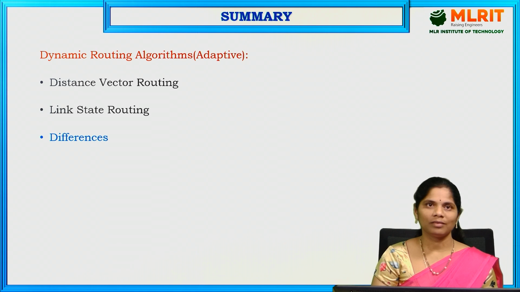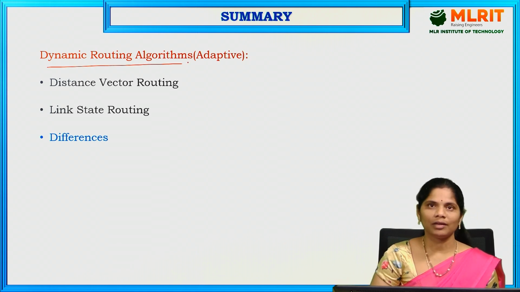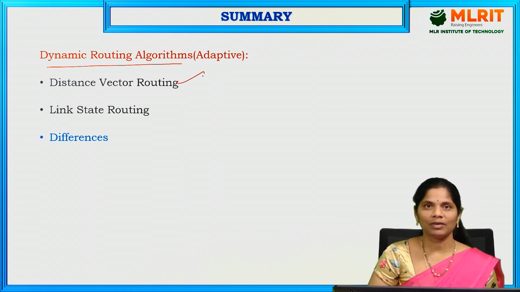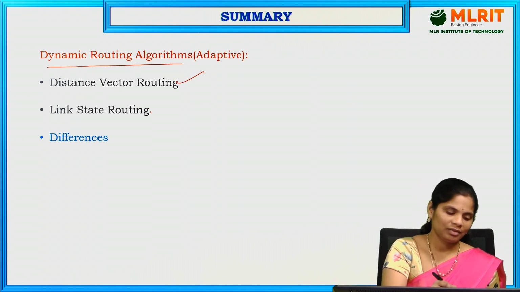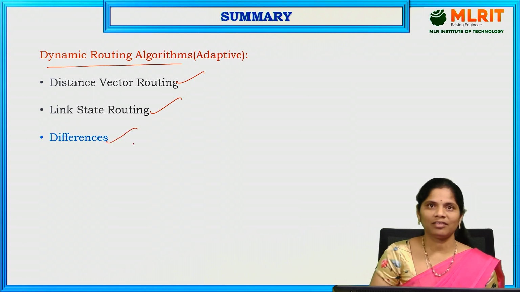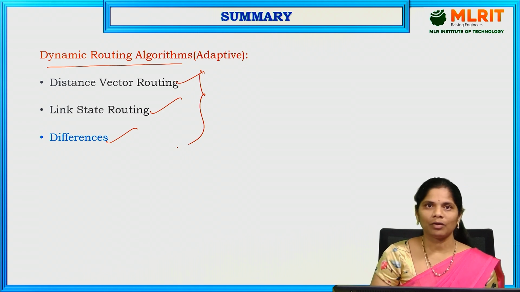And coming to today's summary, today we discussed dynamic routing algorithms. First we discussed the distance vector routing algorithm, and next the link state routing algorithm. And finally, we saw the differences between distance vector and link state routing algorithm. These are considered dynamic routing algorithms.